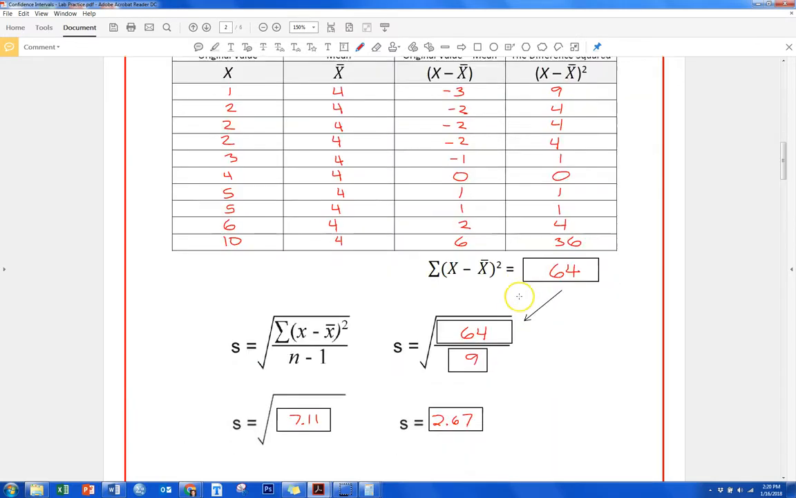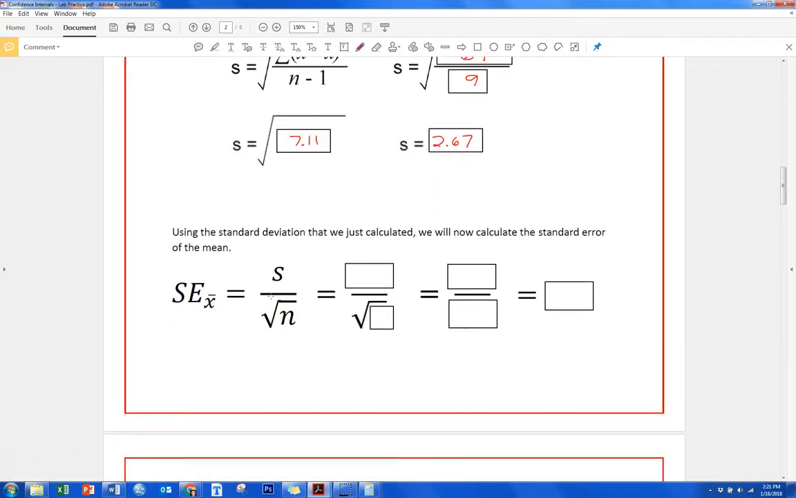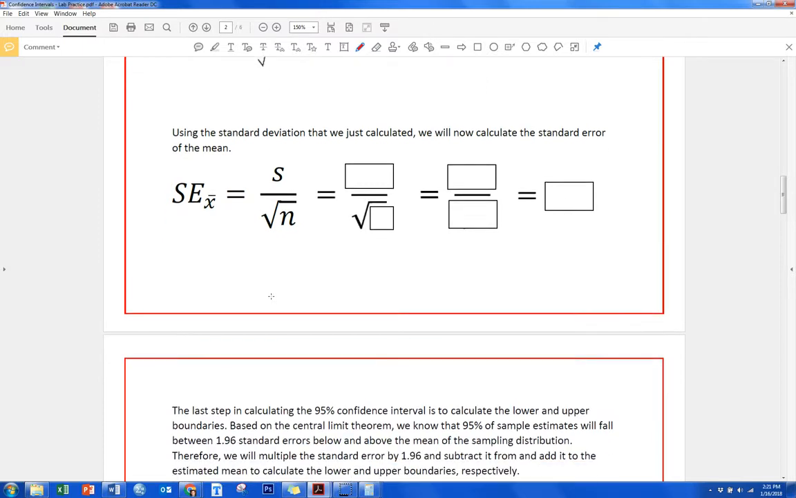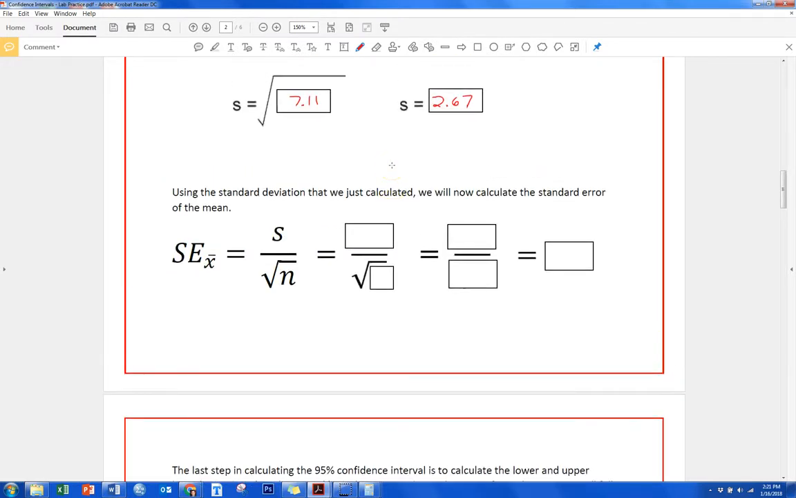So now we have the mean, which is 4. The standard deviation is 2.67. We're going to use this information as we calculate the standard error in the next section. All right, so moving right along here. So the standard error is the next thing that we need to calculate. So the standard error of this set of observations is going to be the standard deviation divided by the square root of the sample size. So the standard deviation, well, we just calculated that, is 2.67. The sample size is 10.